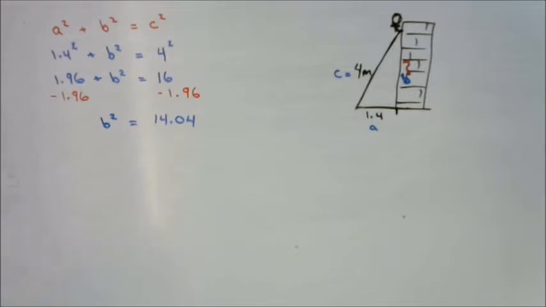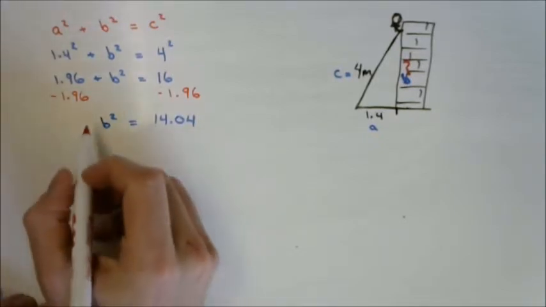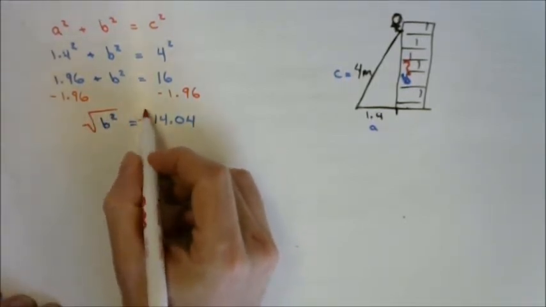Keep all your decimal places. You'll round at the end if need be. Do we need a sentence at the end? So now what's our next step? Square root. I need to take the square root of both sides.